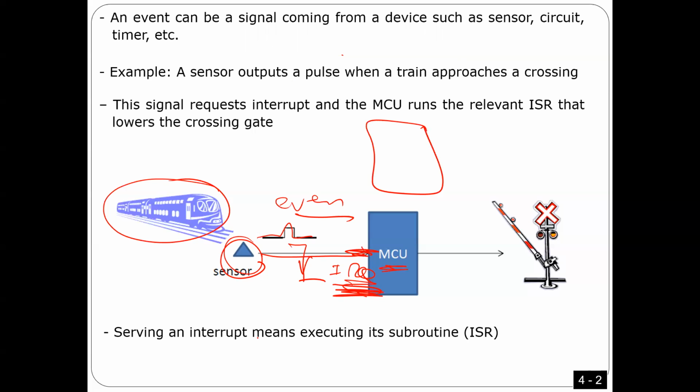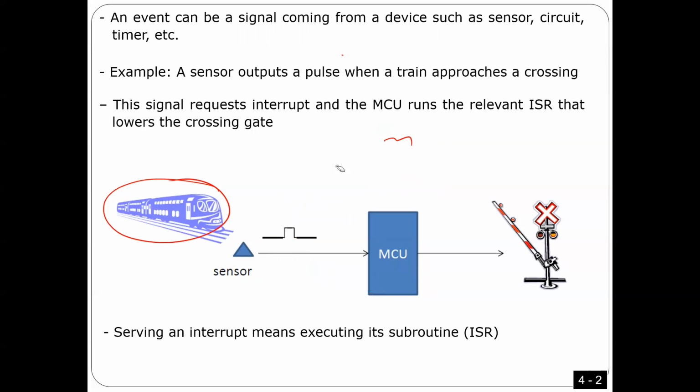Okay. So now the question is, what should I write here in the subroutine? I have to write something related to the event. The train is coming, so I have to write in the subroutine, you have a gate here. You have to lower the gate, in order to prevent the car from crossing the railway, the tracks. Any questions? So yes, that's how it is.